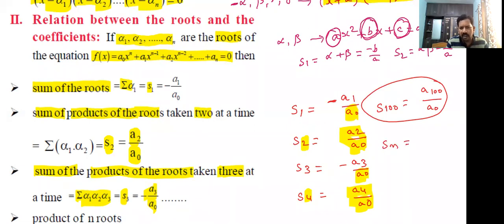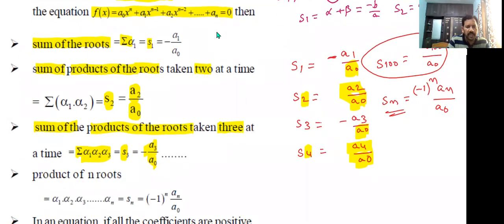Is n even or odd? We don't know. That's why we can write (-1)^n times a_n by a_0. S_n means the product of the roots, because for an nth degree polynomial equation, the product of roots is denoted by S_n = (-1)^n times a_n by a_0.